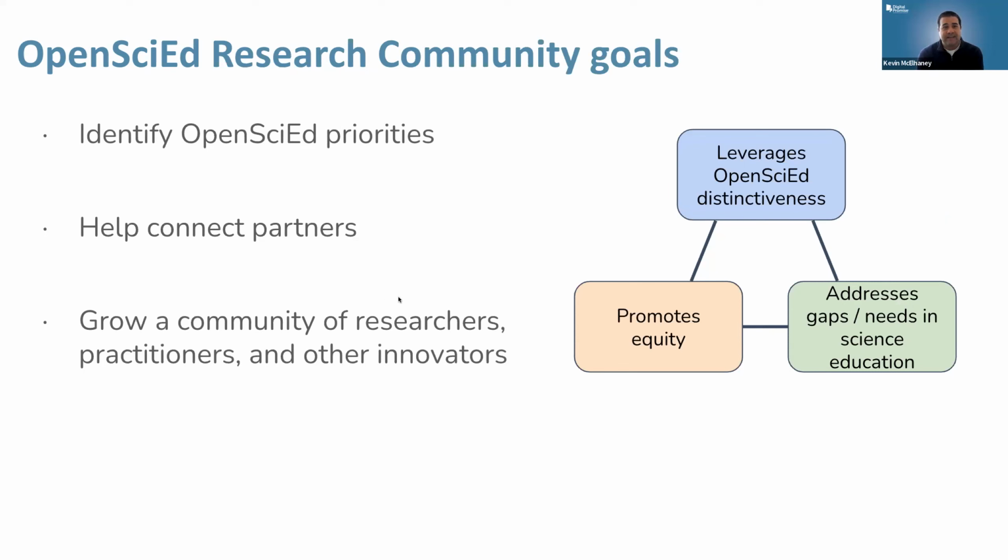And so this team, we've been working for about 3 years with the Research Agenda project, the previous one, and now with more of a focus on actually building this community of researchers, innovators, and practitioners. Really trying to identify what the research priorities for OpenSciEd are, help connect you all to each other, and support you in ways that allow you to get your research ideas off the ground, to build community, so we're connected. We have some resources. We have a newsletter. At the center of all this are those 3 things in that triangle, which is we're really trying to leverage the distinctiveness of OpenSciEd, keep equity at the center of our work around OpenSciEd, and address salient gaps.